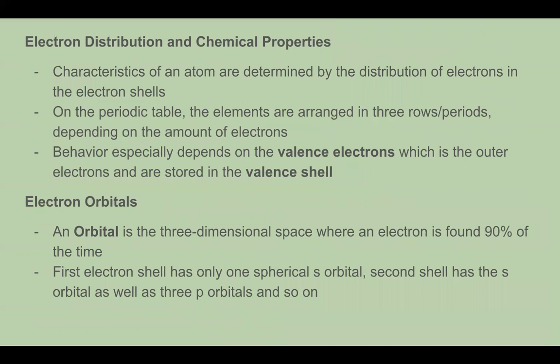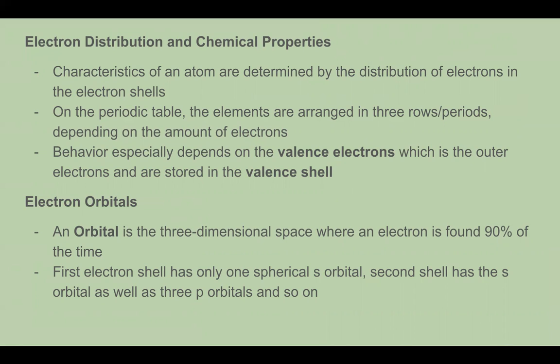Now, electron distribution and chemical properties. So characteristics of an atom are determined by the distribution of electrons in the electron shell. On the periodic table, the elements are arranged in rows and periods depending on the amount of electrons as well as the orbitals, which I'll talk about in a second. Now, the behavior essentially depends on the valence electrons, which are the outer electrons, and are stored in the valence shell. And this is at the very outskirts of the nucleus.